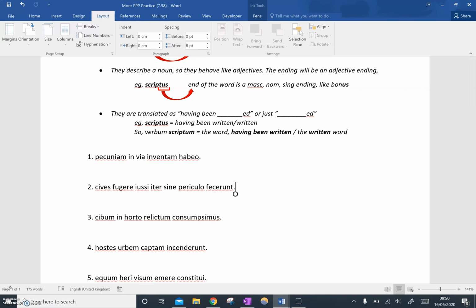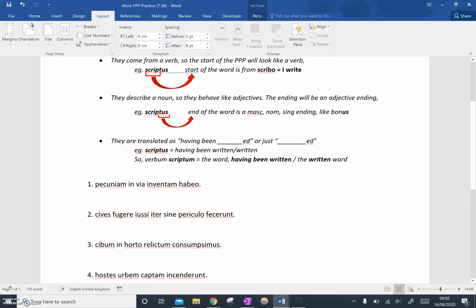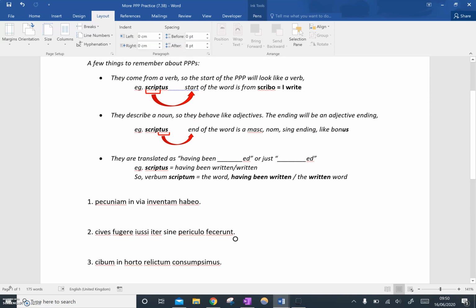Before you start watching the answers, just check with each sentence, have you firstly found the PPP, but secondly, figured out which noun the PPP is describing. So I've mentioned before, and it also says in these notes at the top, that these participles, just like any participle, are very much like an adjective. So that means that they are describing some kind of noun within each sentence. So check that you've considered which noun each participle is describing.